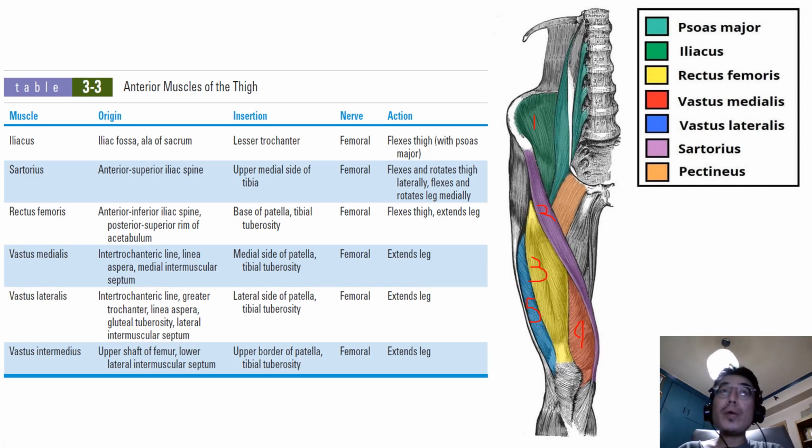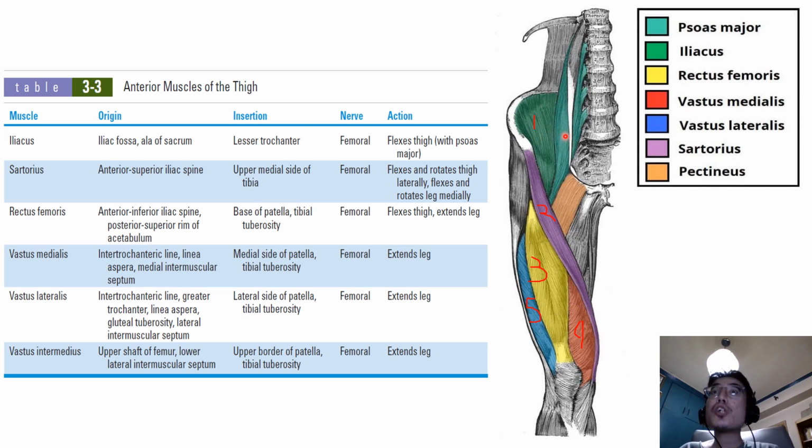Next, we go in front to examine the anterior muscles of the thigh, starting with the iliacus over here in green. The iliacus has its origin from the iliac fossa and the ala of the sacrum, and it inserts into the lesser trochanter of the femur. It is innervated by the femoral nerve. Actually, all of the anterior muscles of the thigh are innervated by the femoral nerve, so it's easy to remember. And the function of the iliacus is to flex the thigh together with the psoas major.